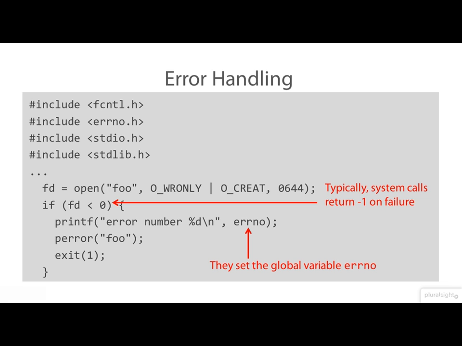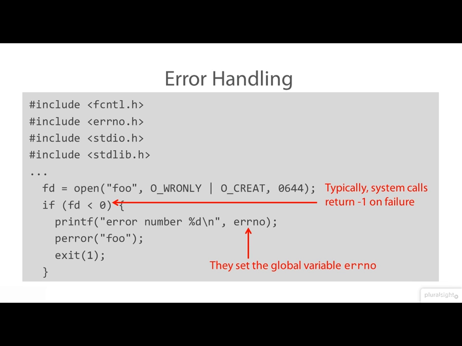If there is an error, there's a global integer variable called errno that's set to indicate the actual error. For example, the value 13 means permission denied, and the value 2 means no such file or directory. You're not expected to remember or use the actual values, though. There are symbolic constants that define them. The variable errno and the various symbolic constants are defined in the header file errno.h.